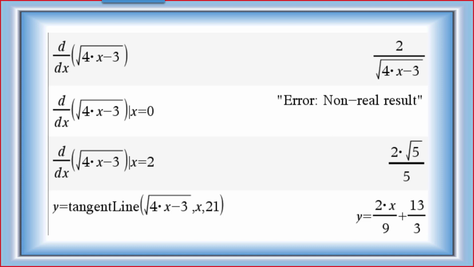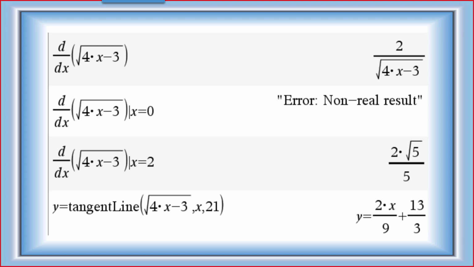And we are just testing, does the derivative exist at 0? We obviously knew it was not a part of the domain, so it's a non-real result. The calculator won't say undefined, but it will give you a non-real result in this case because the function itself is not defined in that domain. Then the derivative at 2 is in the rationalized denominator form. So that's what the CAS does.